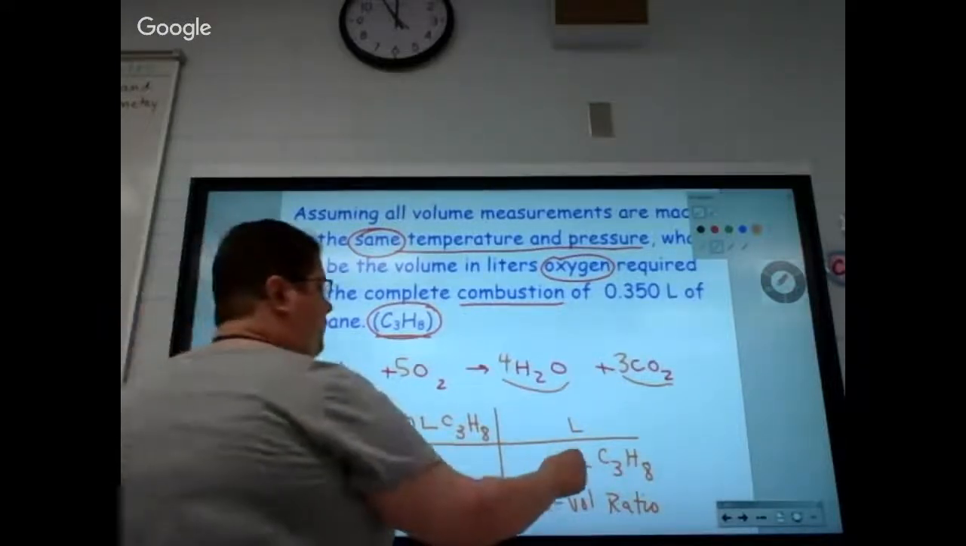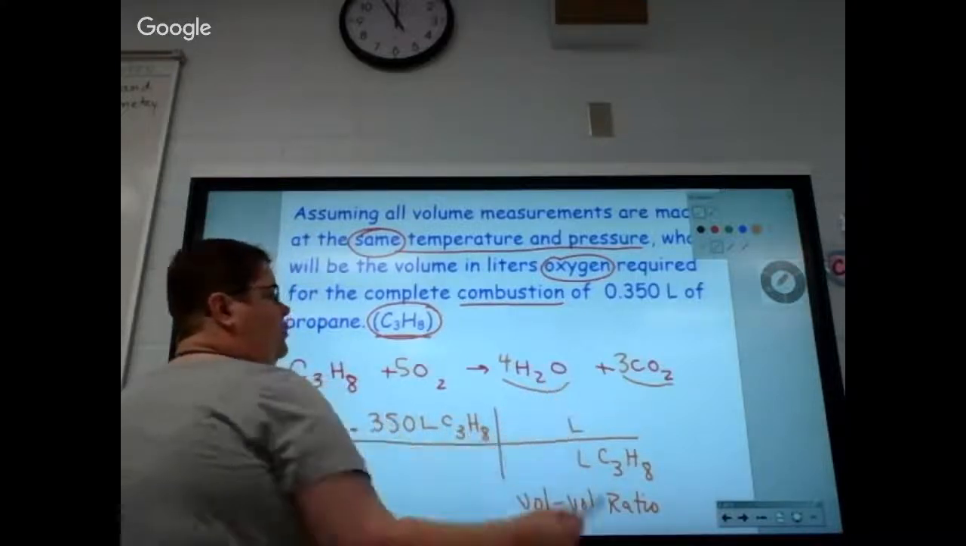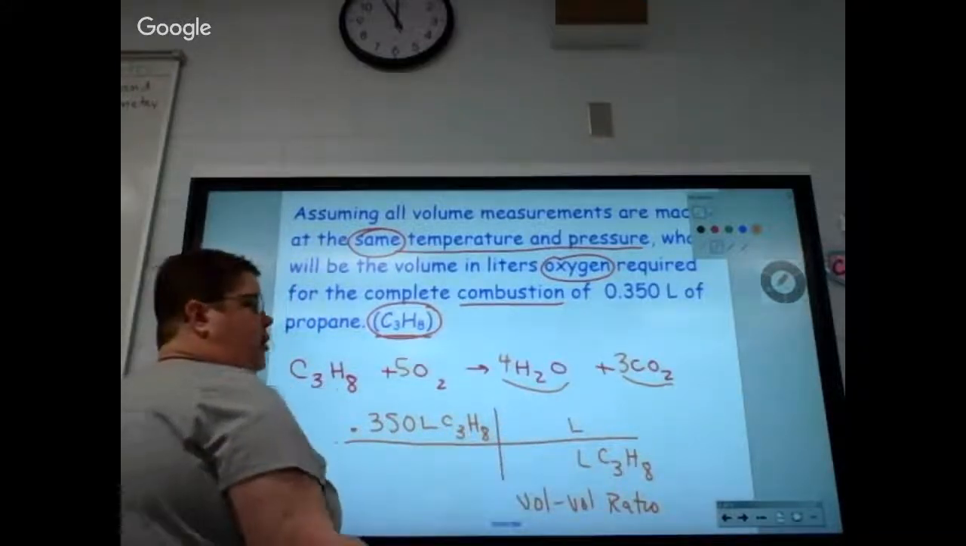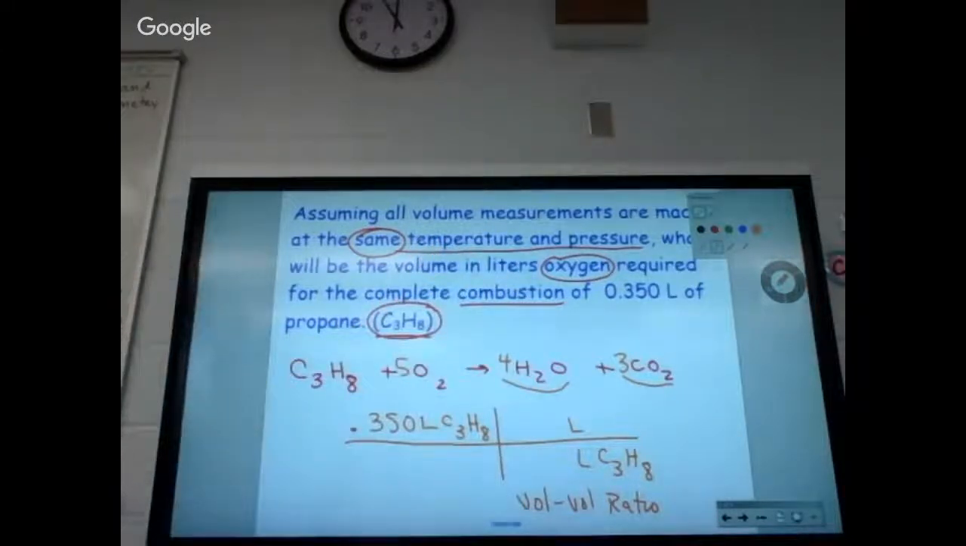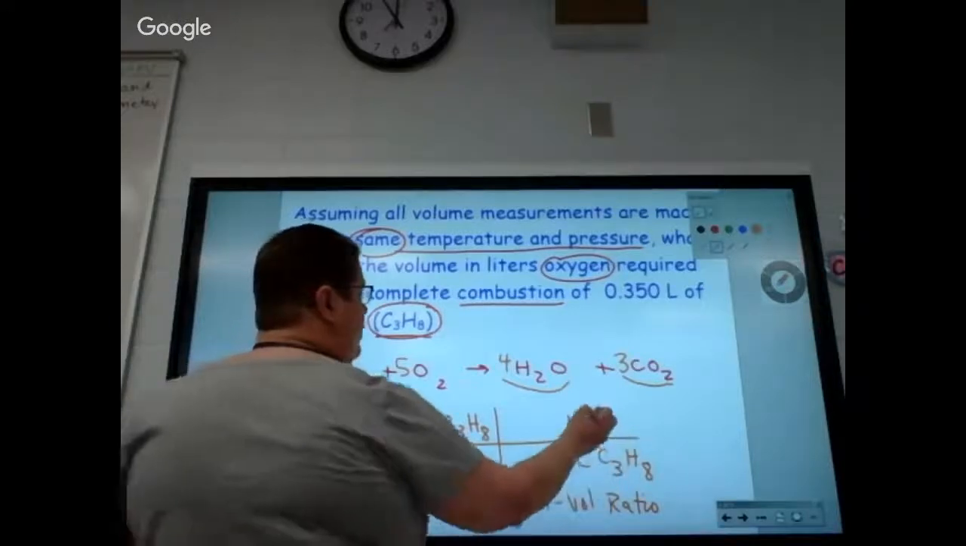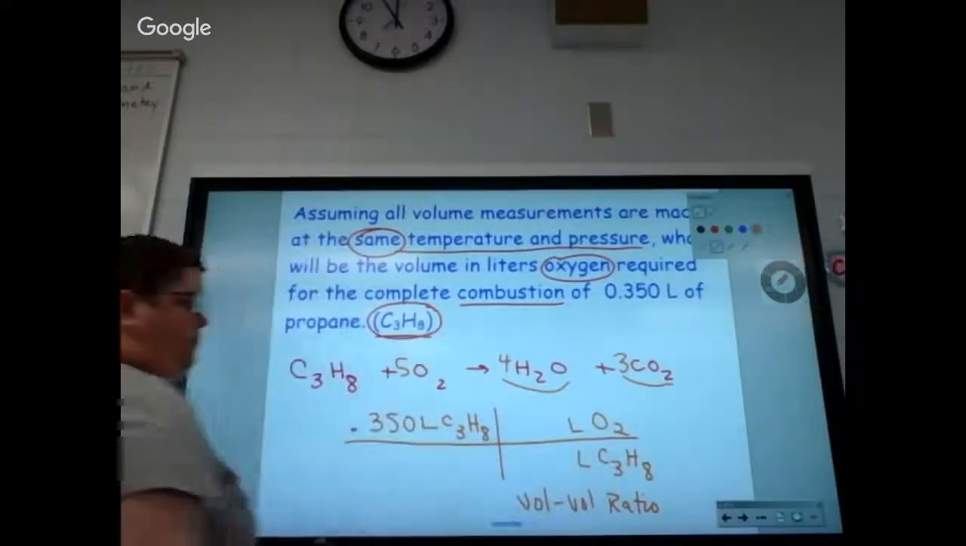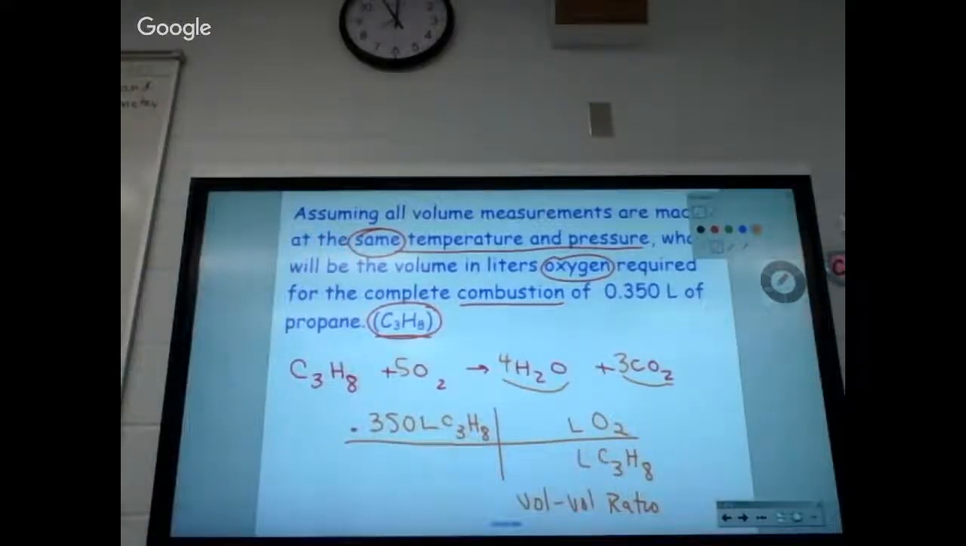So we're changing from volume to volume so we can change compounds here. So what compound did they ask us for in the question? They said, what volume of oxygen? So we're going to change from propane into oxygen. So volume-volume ratio, just like mole-mole ratio, where do we get the numbers?